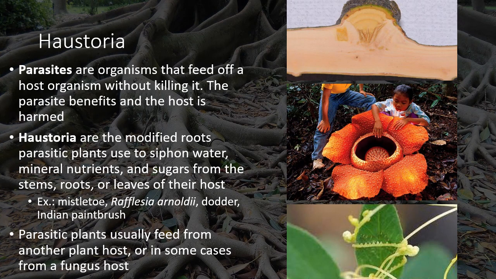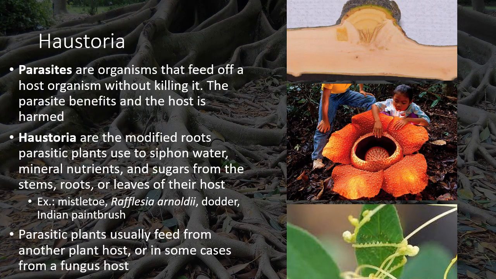Rafflesia arnoldii actually has no leaves and no above ground stems. It has a rhizome under the soil that has haustoria plugged into the roots of certain species of vines. And these vines are capable of growing up into the forest canopy and getting lots of light. And Rafflesia lives entirely underground and just steals sugar, water, and nutrients from its host.